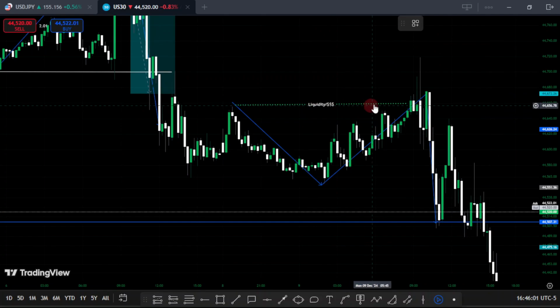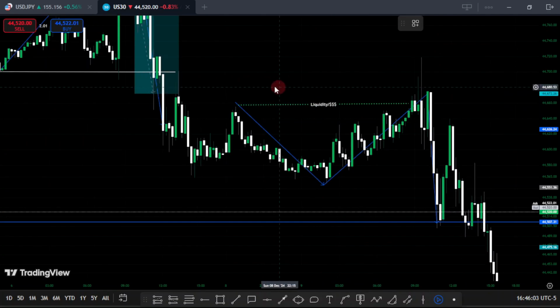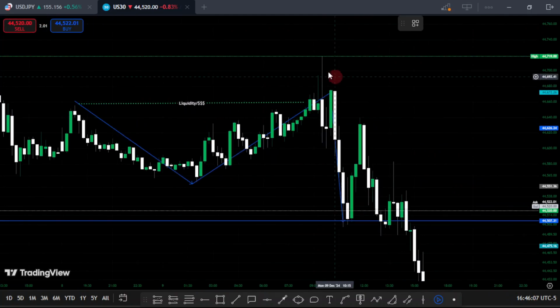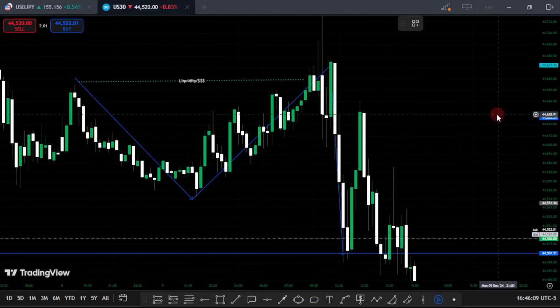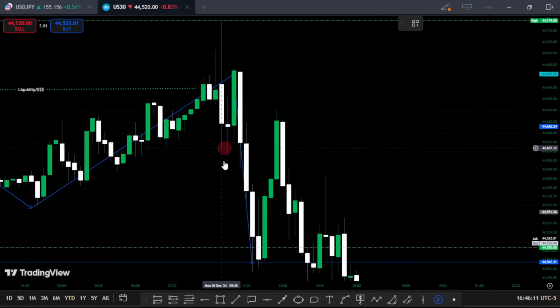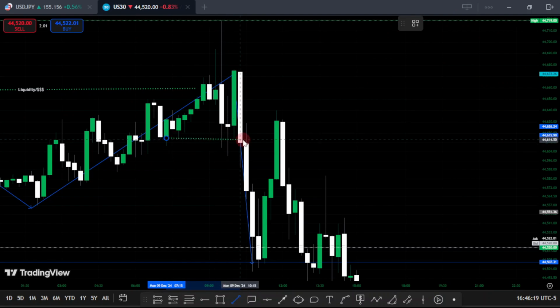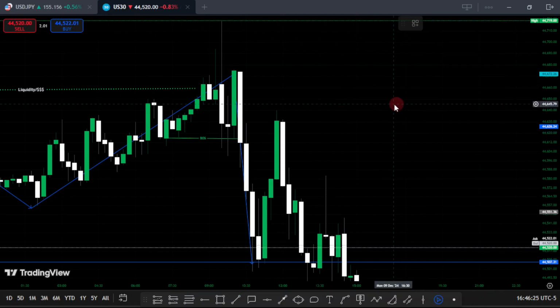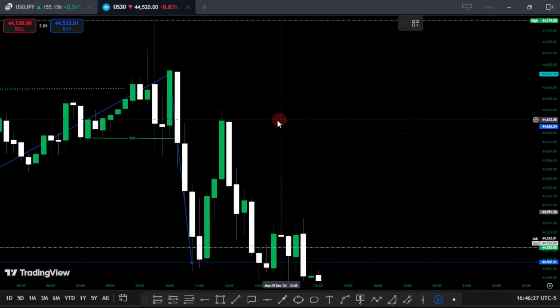This is going to be our liquidity. Price did take out the liquidity, and then how do we enter the trade over here? We wait for price to break a previous low. After price gave us this wick, price came down and broke this low. Now this becomes our market structure shift or break of structure. So let me call this break of structure.